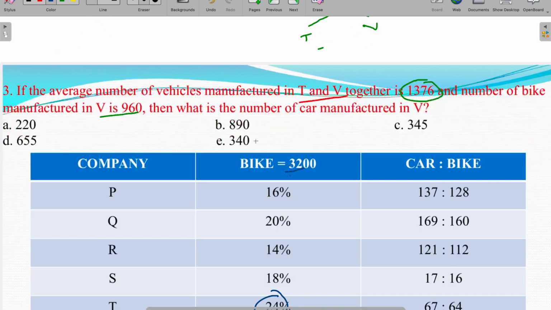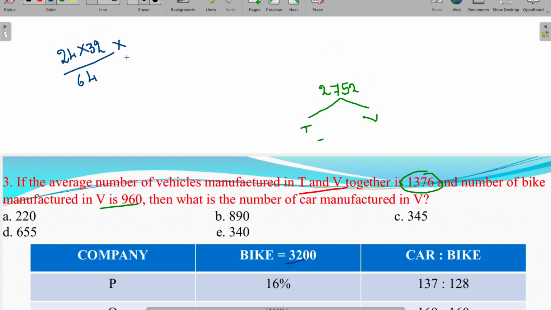But I want total vehicles. Total vehicles will be 60 plus 64, 67 plus 64, 120 plus 11, 131. This is the total vehicles. How to multiply this? 12 into 130, 1560 plus 12, 1572. Total vehicles in T. Out of 2752 in T and V, 1572 is vehicles manufactured in T.